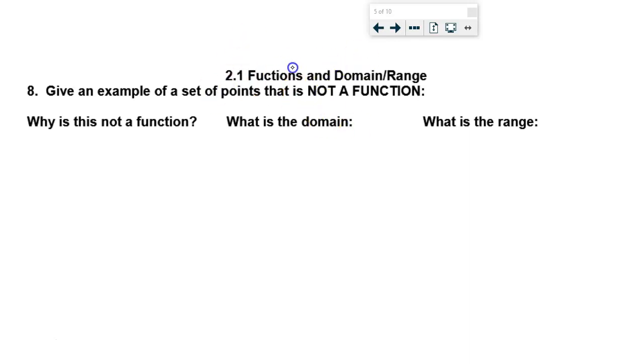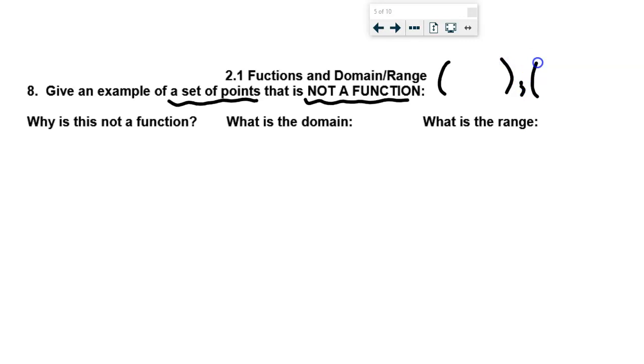This is a new section, domain and range, and whether it's a function or not. So this one on your review is a little open-ended. It says, give an example of a set of points that is not a function. Now, 2 things I want to point out to you. All I want from you is a set of ordered pairs. I don't want a drawing. I don't want a function itself. In fact, I want not a function. So what I'm looking for is a set of ordered pairs.